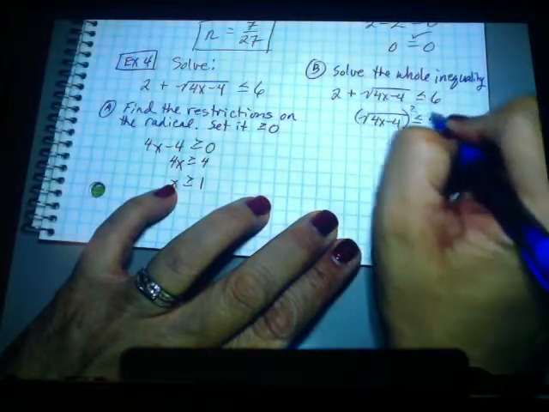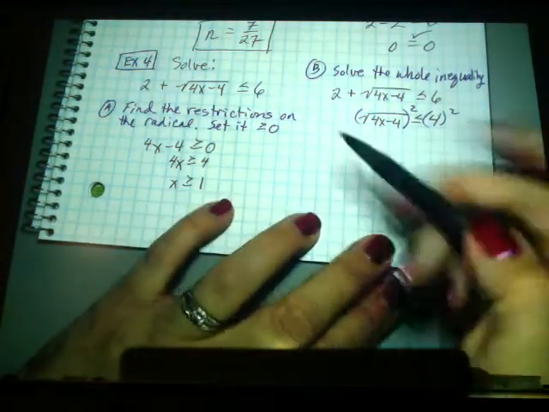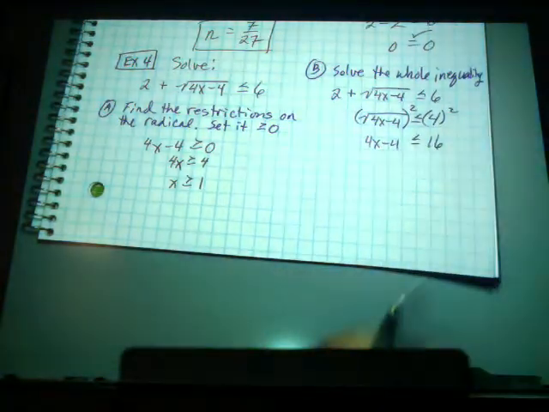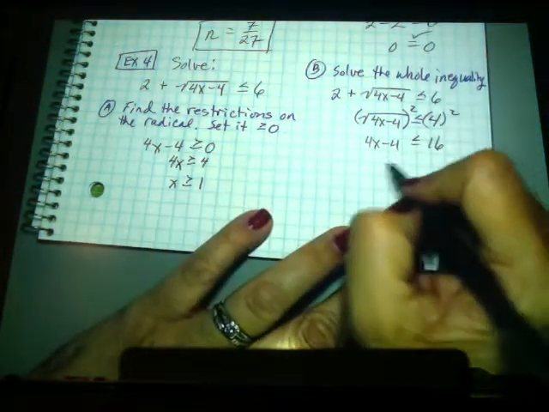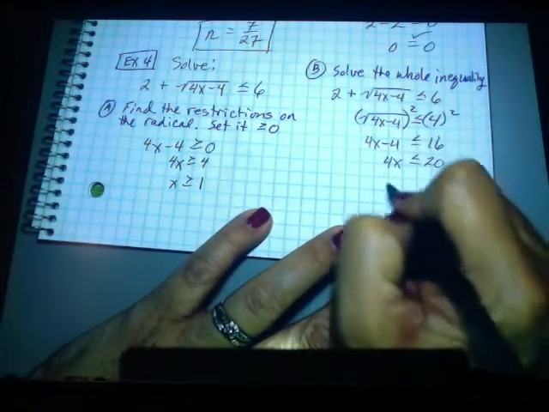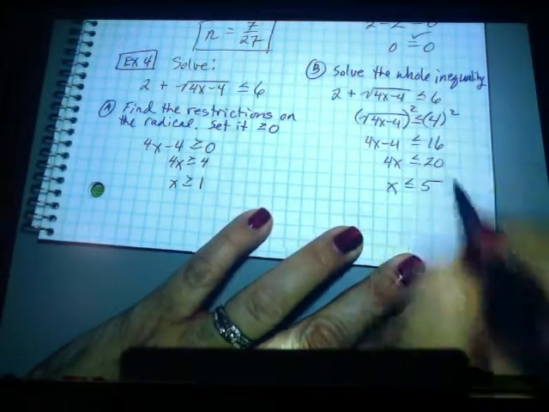And now what do we do? You still square both sides. So I get 4x minus 4 is less than or equal to 16. Now solve, add 4. 4x is less than or equal to 20, divide by 4. X is less than or equal to 5.